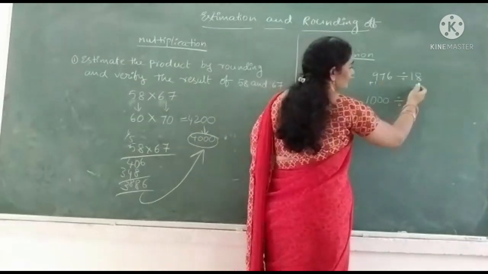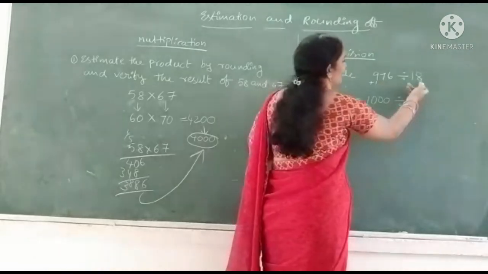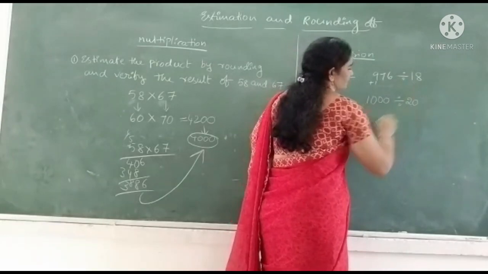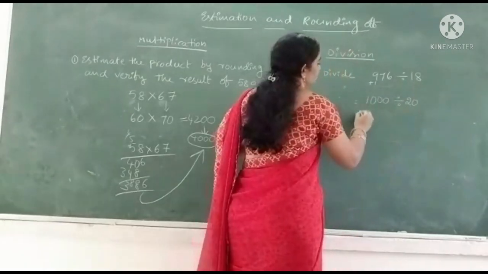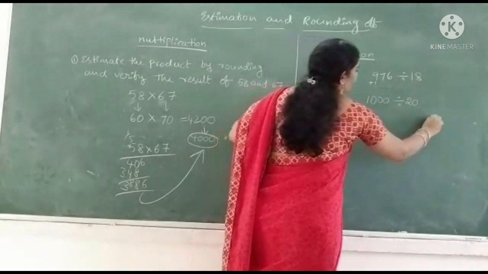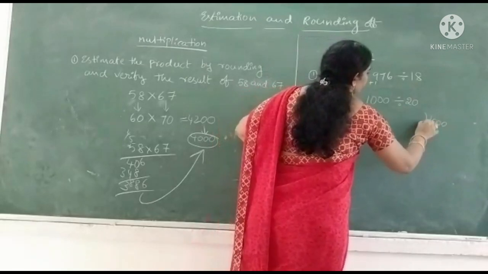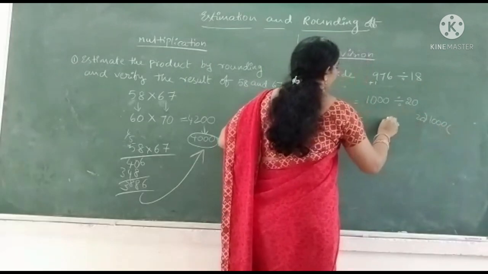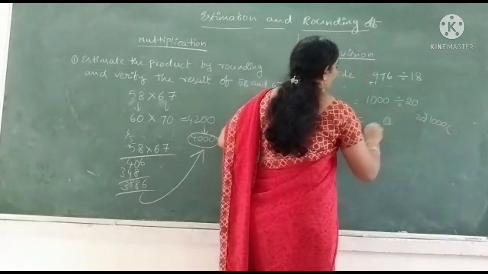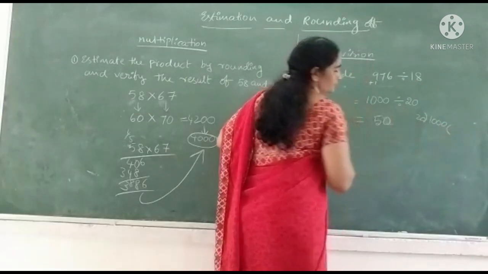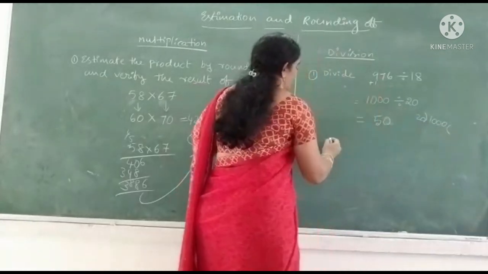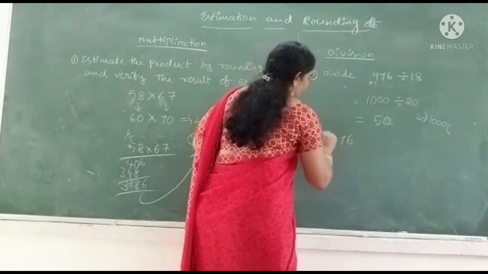And 18 is nearest to 20. 8 is greater than 5. So plus 1, 2, 0. So 1000 divided by 20 is, 0, 5, 0, 50. Okay.